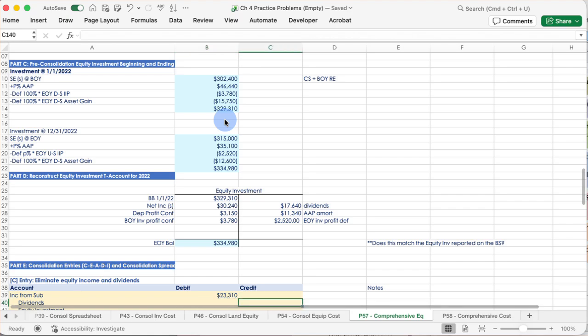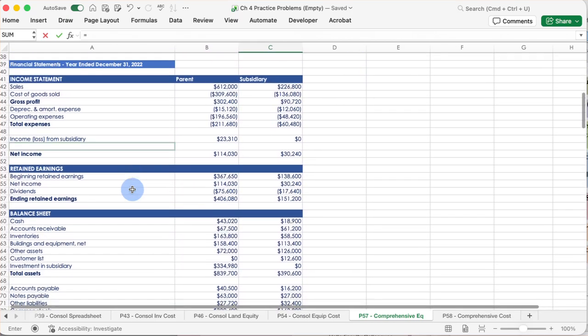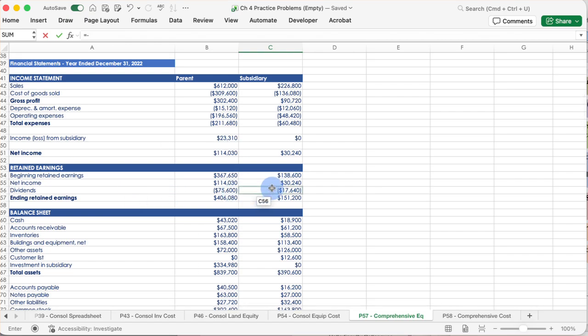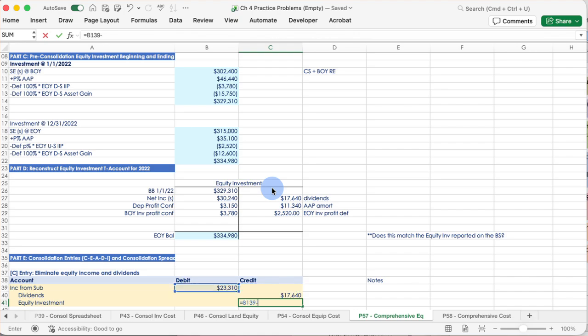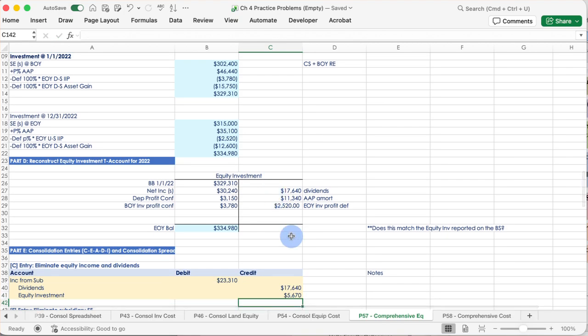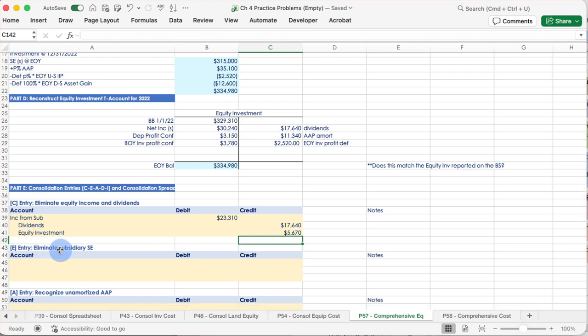$23,310. Dividends of the $17,640. And so we have $5,670 on the equity investment. Then we'll eliminate the stockholders' equity. And in this case, there was only common stock and retained earnings.